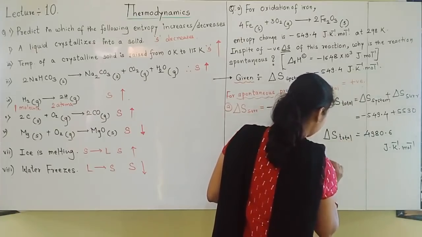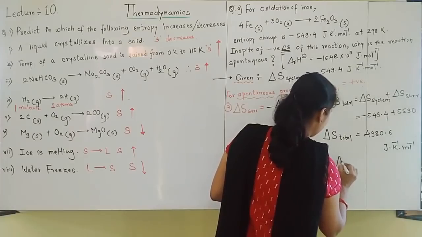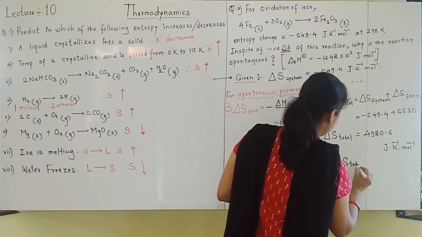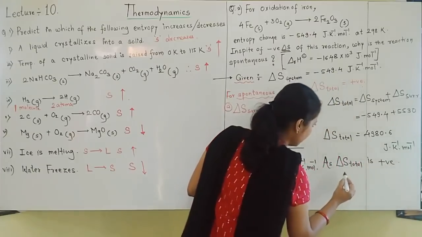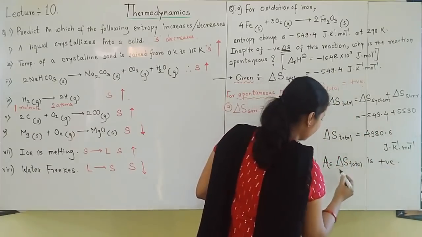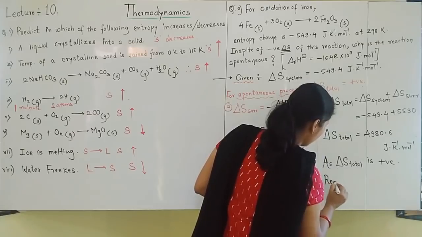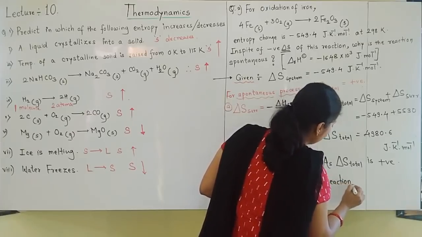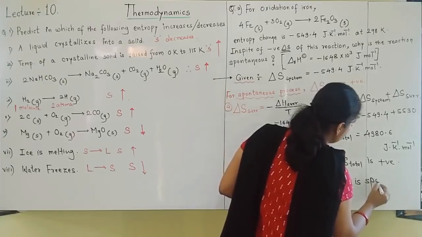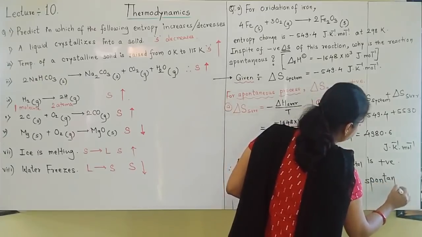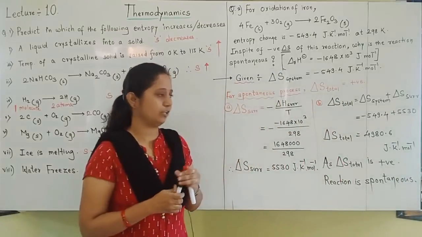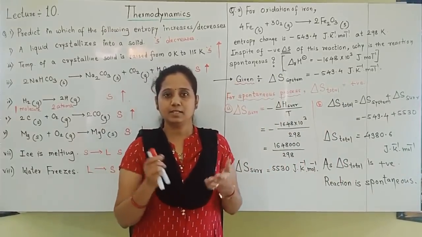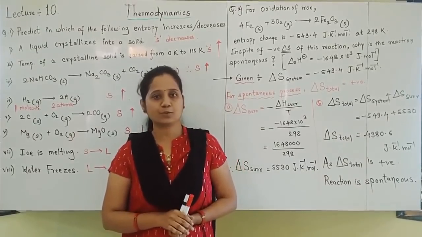As delta S total is positive, you get a positive answer here. So the reaction is spontaneous. Like this you should conclude your answer. Write down all the things properly, students.